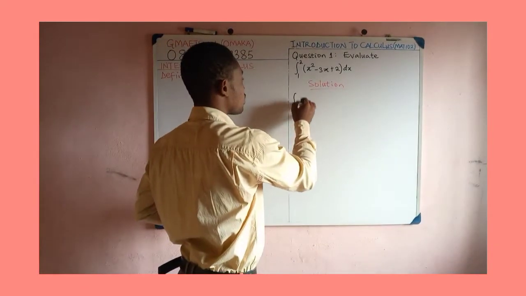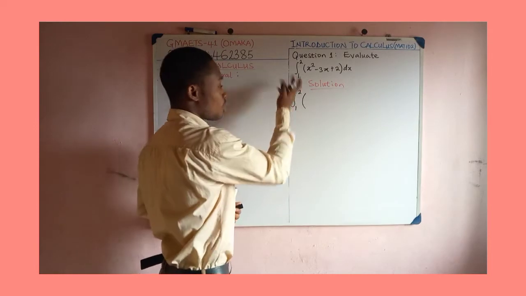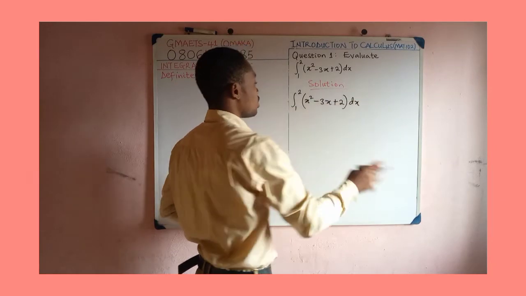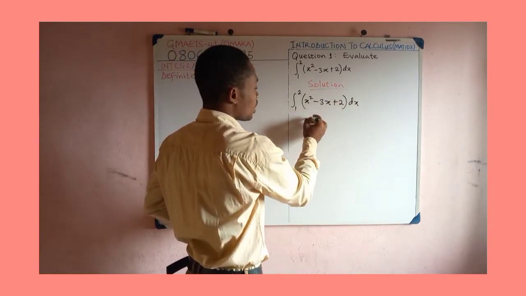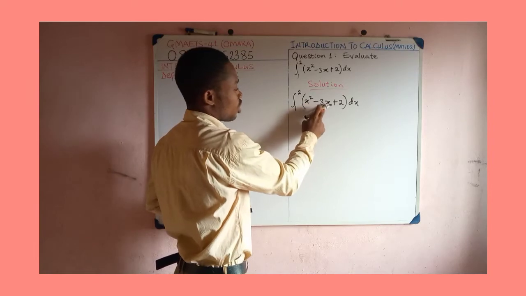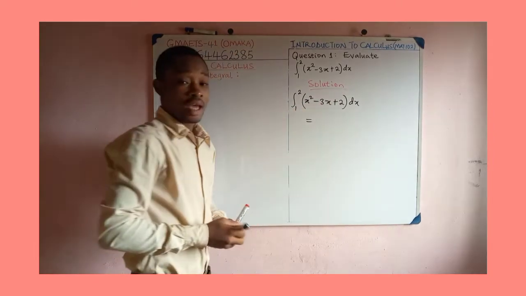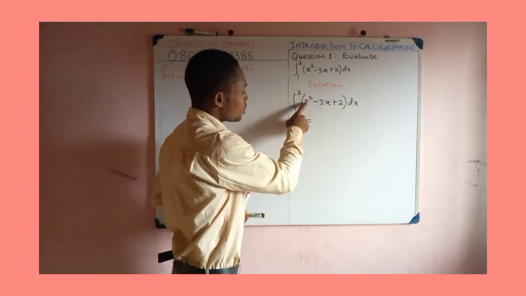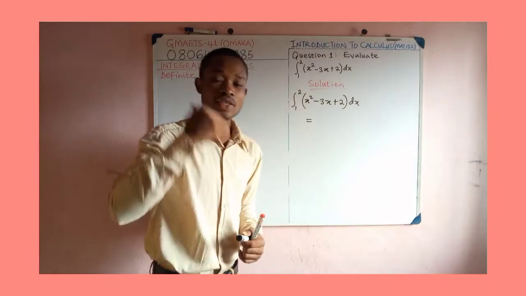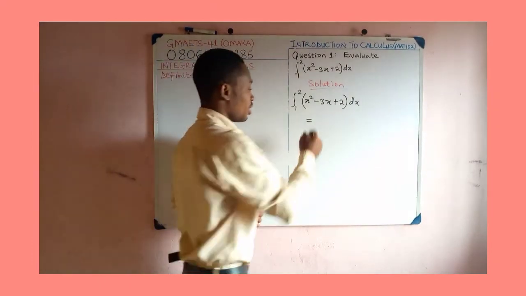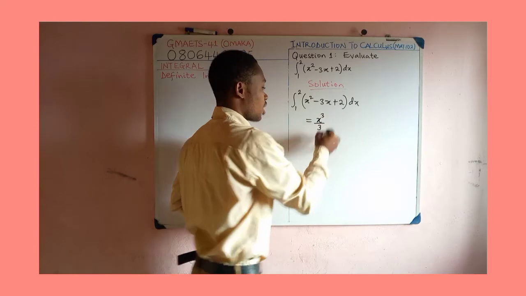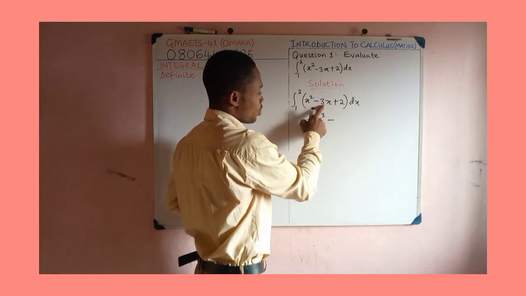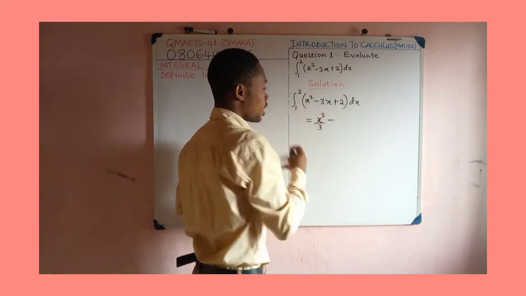So in integrating, we have the integral from lower limit 1 to 2 of x squared minus 3x plus 2 dx. Now you know that to integrate this, we are going to integrate each of the terms because of the plus and minus we have there, right? Good. So we'll integrate x squared. To integrate x squared, you're going to get x raised to the power 3 divided by 3, that is x cubed over 3. Add 1 to the power, divide by the power.